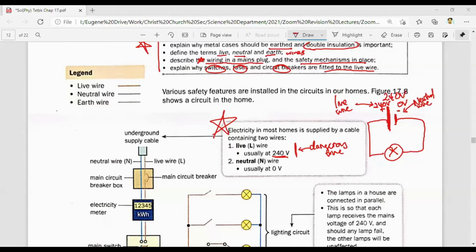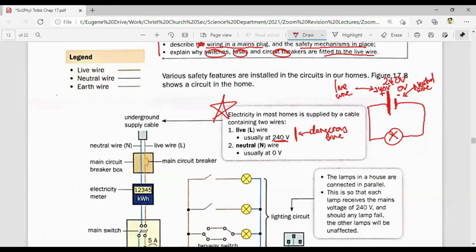So do take note of this. The live wire is normally the dangerous wire. The neutral wire, because it's at 0 volts, is actually not dangerous. If you're at home and you see a 3 pin plug, you see three holes there. There's actually a 1/3 chance that if you put your finger in, you'll get the shock, when you put a finger into the live terminal, where the live wire is connected at the high voltage.